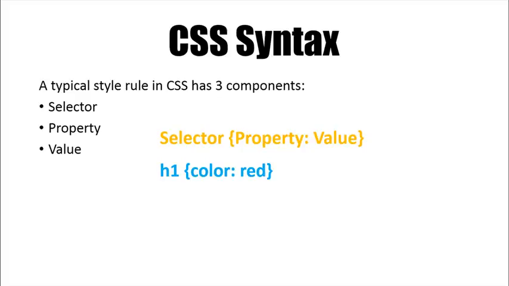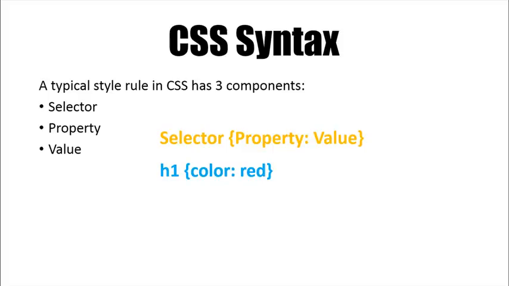So for instance, you want all your H1 level headings in your document to be in red. So you would have to mention H1 as your selector, and the property would be color because that's what you want to change. And then you'll have to put a colon and then type in red, which is a value for that property, right? So what I'm going to do now is show you an application of this syntax through a very basic example.